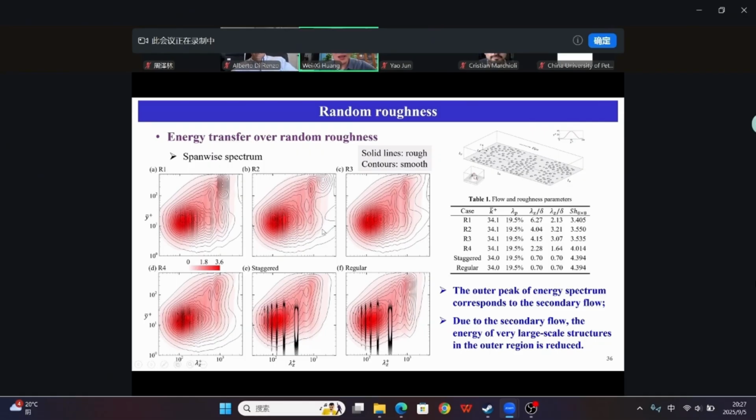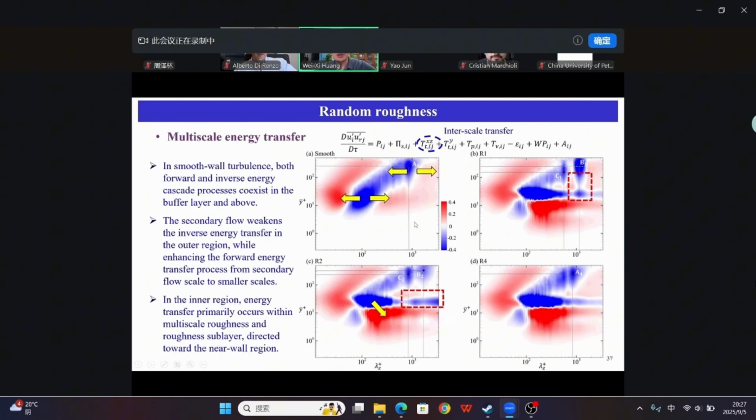So then we are also interested in how the energy transfer is altered by this kind of secondary flow. So we also check this transport equation. This term is plotted here. In the outer region, we can see the interscale transfer to the small scale and to the larger scale; this is the energy cascade and the inverse energy cascade. Near the wall, energy also flows to small scale and to larger scale.